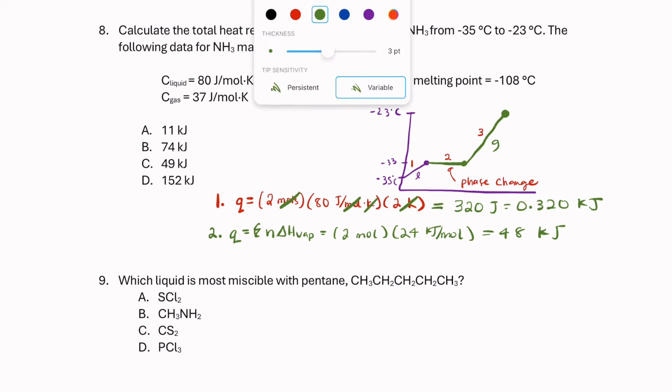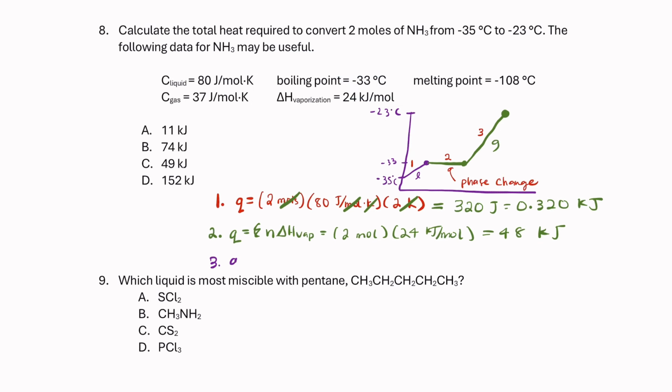Finally, our step 3, we heat the gas from negative 33 degrees Celsius to negative 23 degrees Celsius. That is a 10 degrees Celsius increase, or in other words, a 10 Kelvin increase. To calculate the heat, we use Q equals n C gas delta T. So Q is equal to 2 times 37 joules per mole Kelvin times 10 Kelvin. That is equal to 740 joules or 0.74 kilojoules.